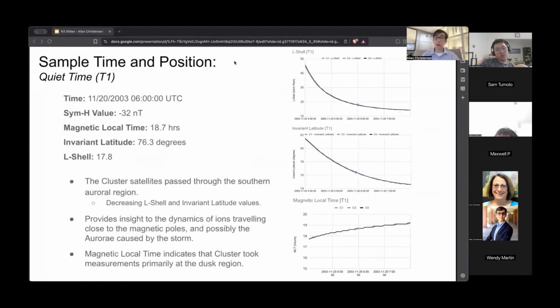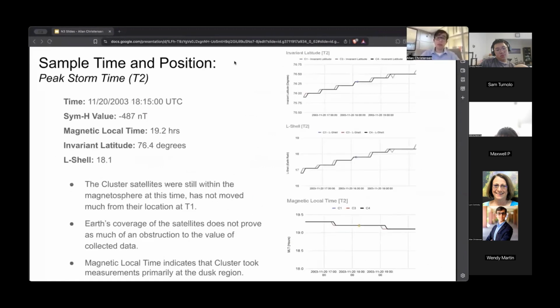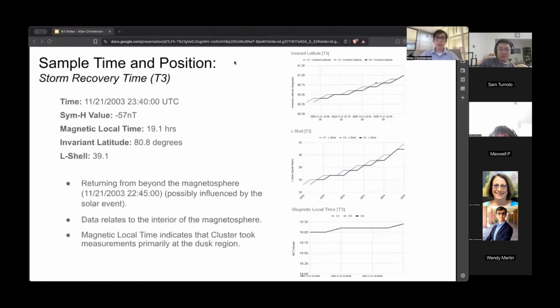Here we can see over the quiet time, the position of the Cluster satellites is passing through the southern auroral region, with measurements taken at the dusk region. At peak storm time, the positions of the satellites have not moved much from their location at T1, and the Earth's coverage does not impose a significant obstruction to the data. The Cluster quartet had just returned from outside the magnetosphere at storm recovery time, which was potentially influenced by the deformation of the magnetosphere caused by the storm.